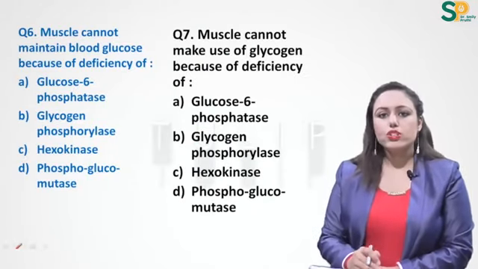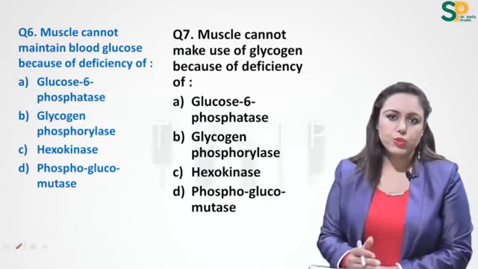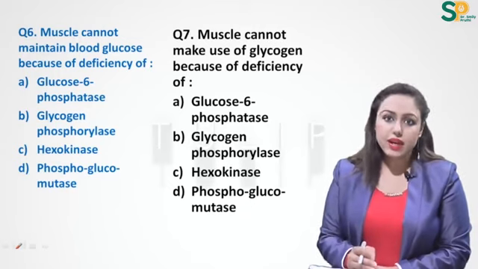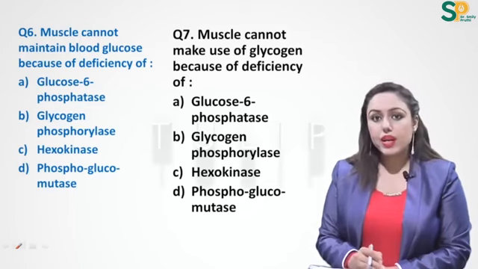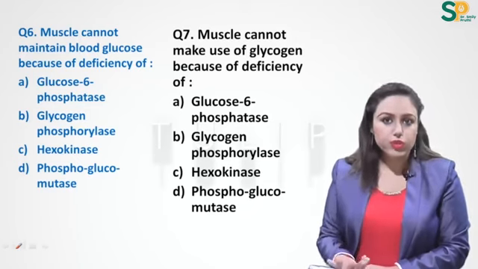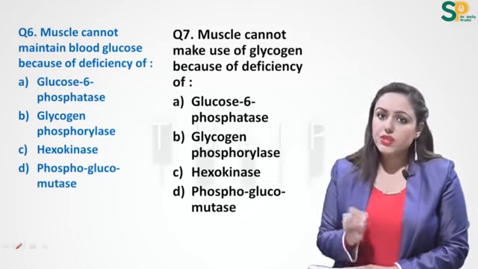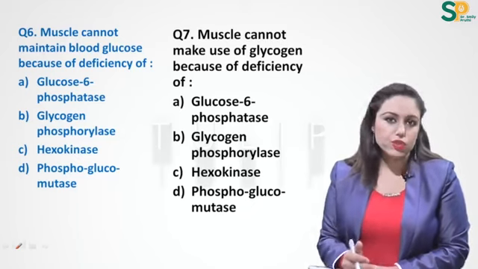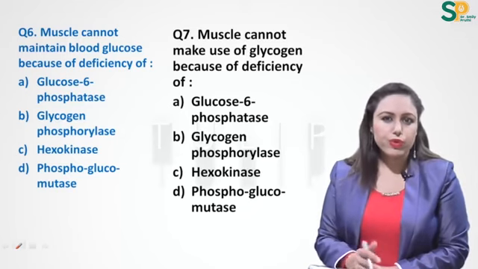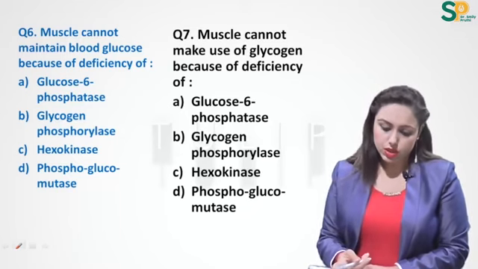Next, I am taking 2 questions together because there is little confusion between these 2 questions. So I will clear that here. Question number 6 is, muscles cannot maintain blood glucose levels because of deficiency of which enzyme? Question number 7 is, muscles cannot make use of glycogen because of deficiency of which enzyme? So these are 2 different questions. Be careful in reading the question.